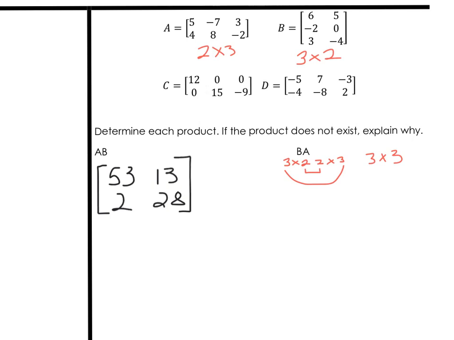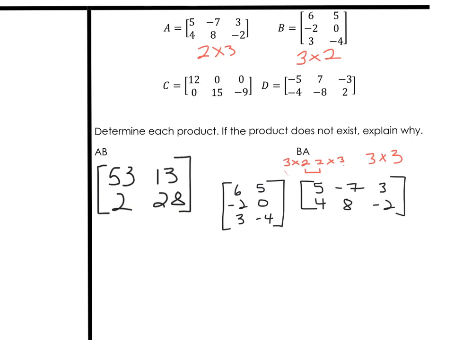So I'm going to take matrix B and actually write that first. That's 6, 5, -2, 0, and then 3 and -4. And then I'm going to write matrix A right next to it. And I'm actually going to get rid of this smiley face looking thing because I'm going to need that space. All right, so A is a 2x3. So it's 5, -7, and 3, and then 4, 8, and -2.